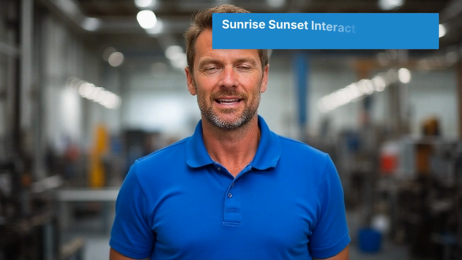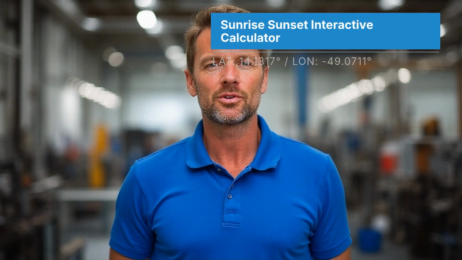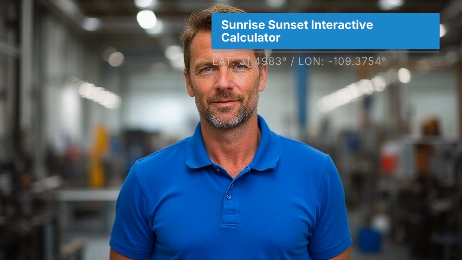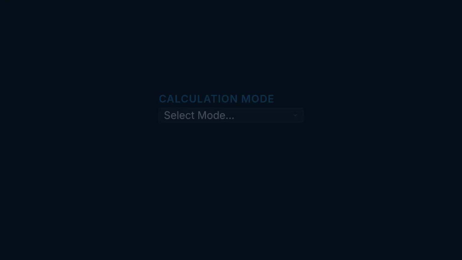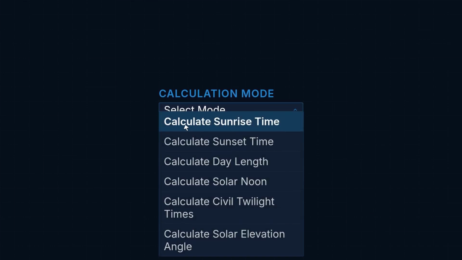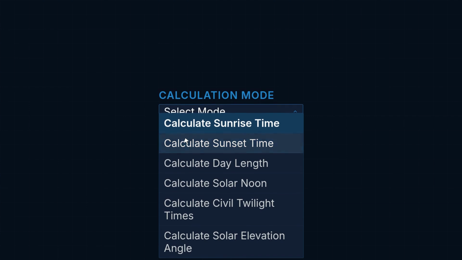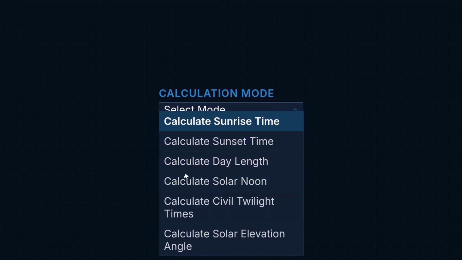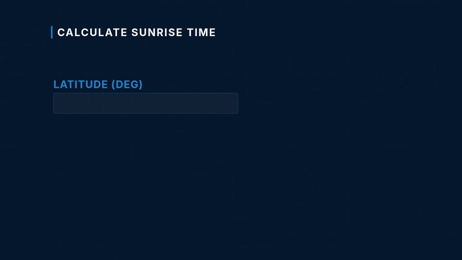The Sunrise-Sunset Interactive Calculator determines solar timing data for any location on Earth based on geographic coordinates. Let's walk through the inputs. First, we have a calculation mode drop-down menu with 6 options: calculate sunrise time, calculate sunset time, calculate day length, calculate solar noon, calculate civil twilight times, and calculate solar elevation angle. For this demonstration, I'm selecting calculate sunrise time.